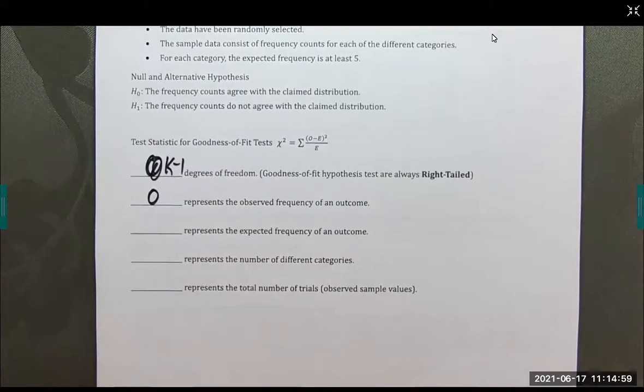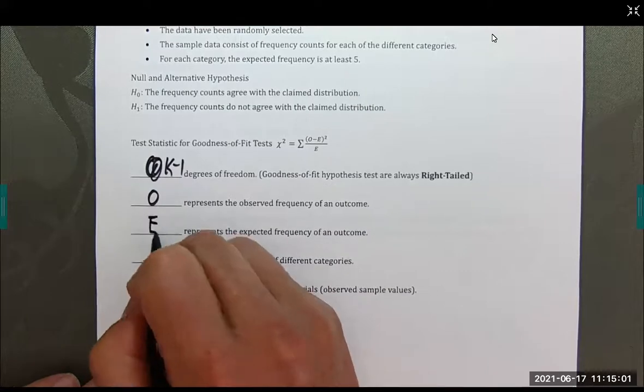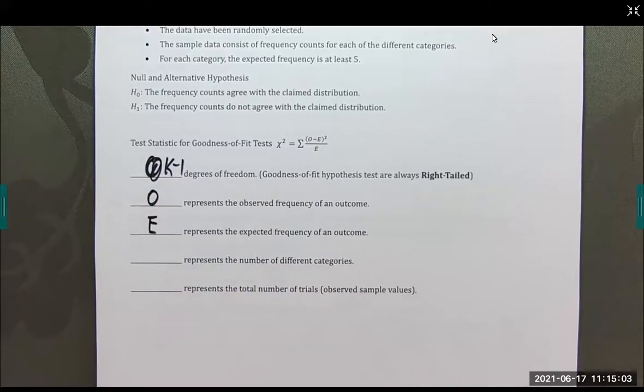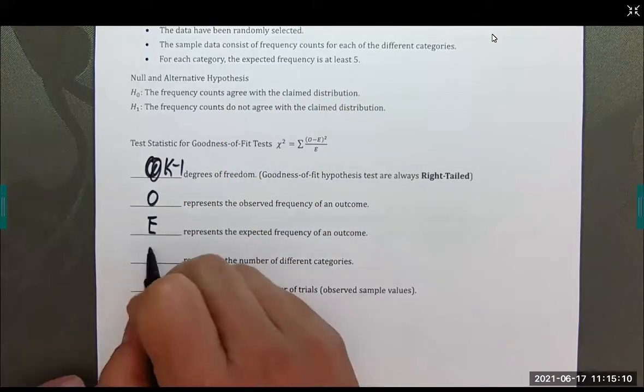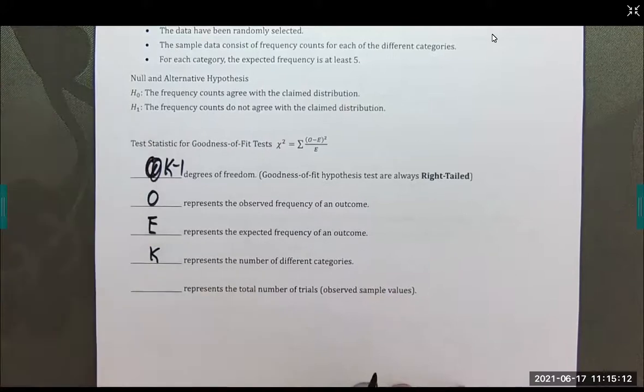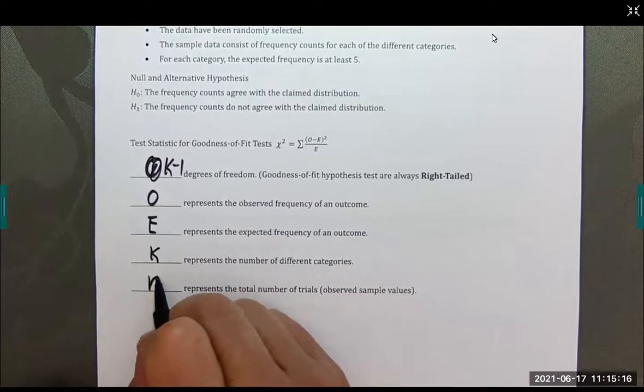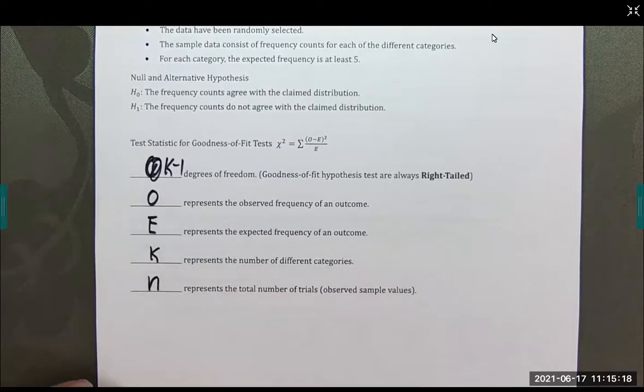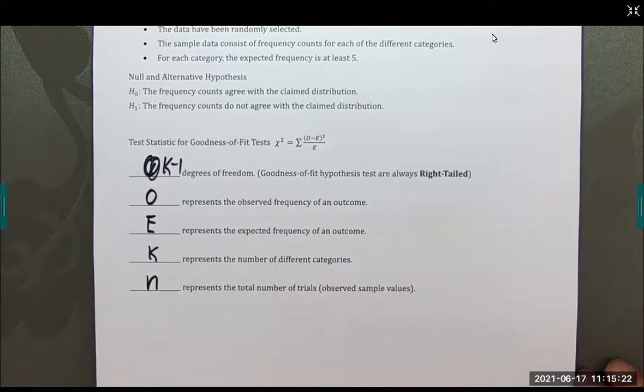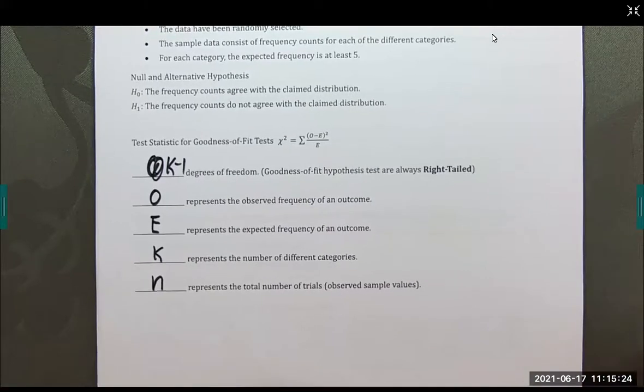E is the expected outcome, what we would expect to happen if everything was the same, meaning the counts agree. K, which I've already used, represents the number of different categories, and N represents the number of trials. This is of the observed sample values.